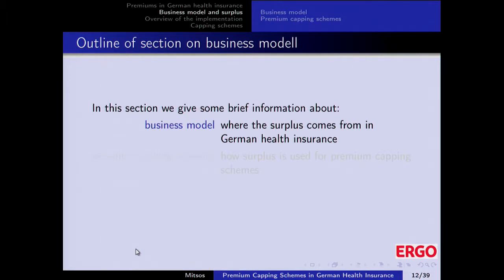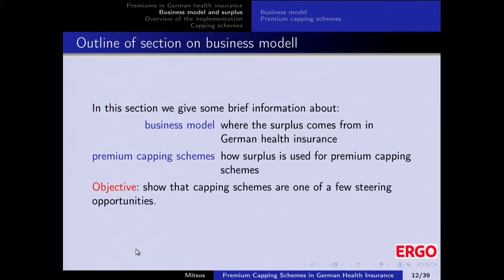We'll see examples of what it does mean for individual persons. So, everything is very tightly regulated. Where do we get our money from? And how do we use this money to do this premium capping I want to talk about? One objective is to show that these capping schemes are one of the few opportunities we have to decide and steer in it.